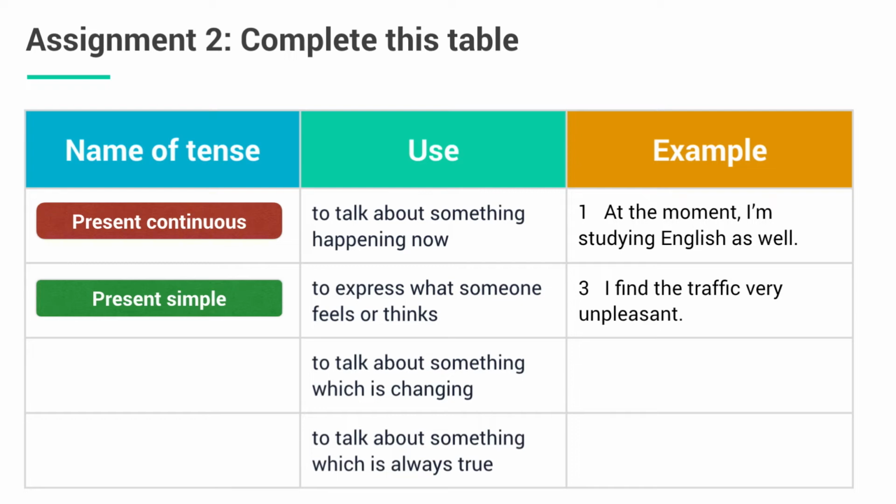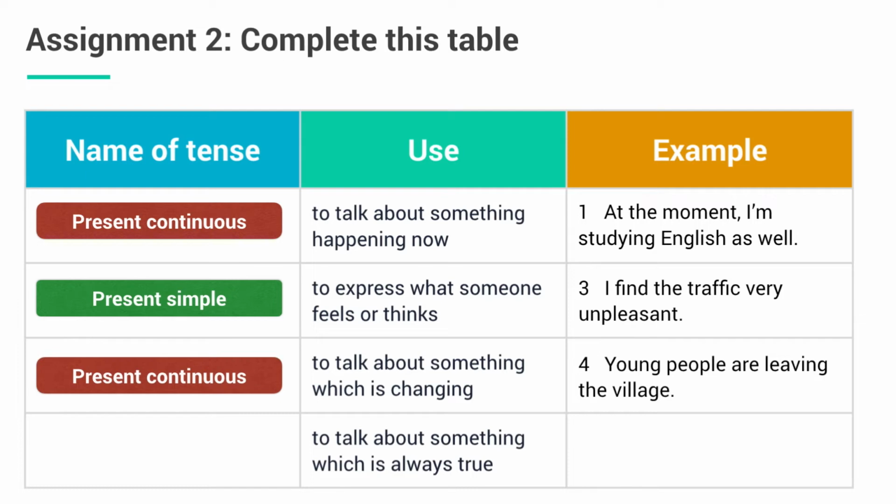Next, use number 3 to talk about something which is changing. This one is clearly present continuous. Take extract number 4, young people are leaving the village, as an example. So, what is changing? Young people are leaving the village. That's what's changing in the village. Pretty soon, you won't see many young people in the village anymore because they are leaving.